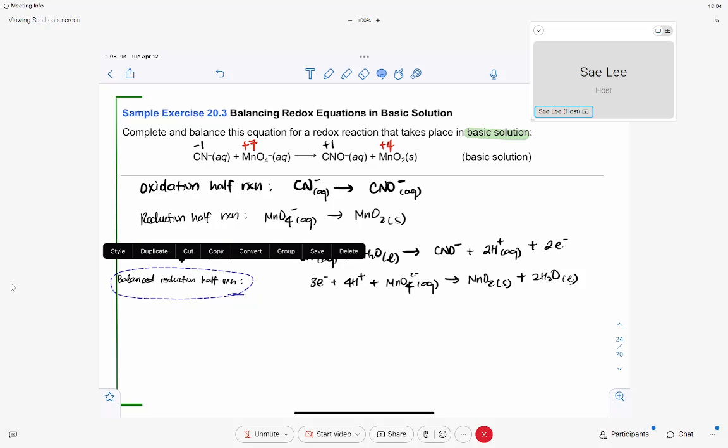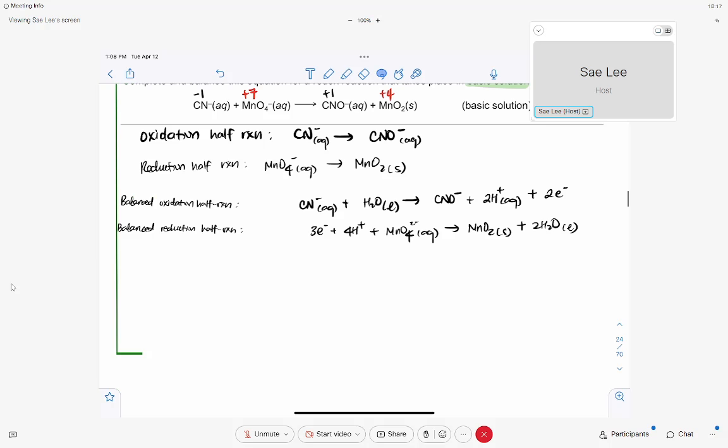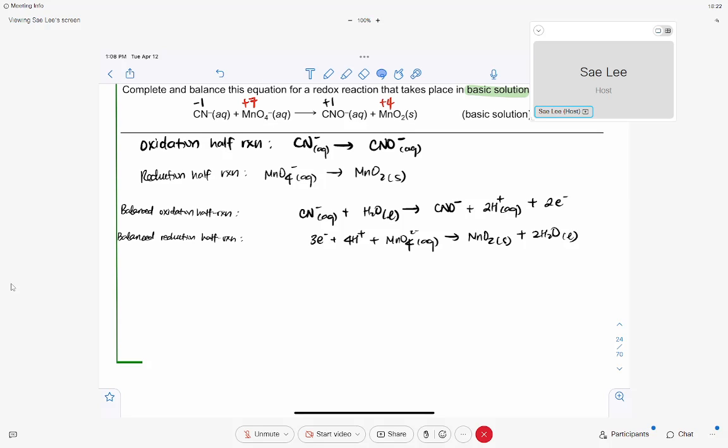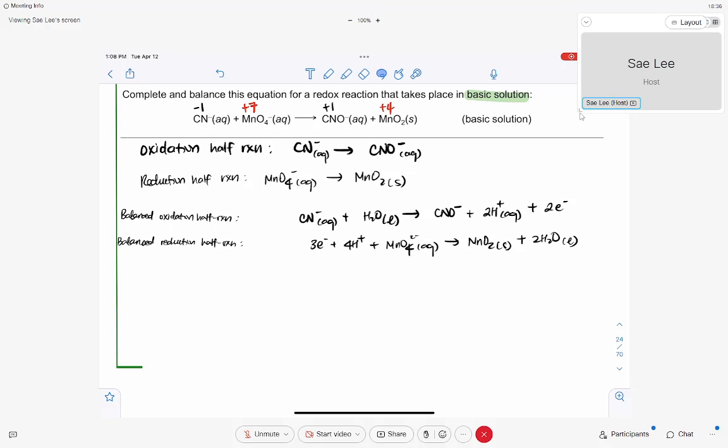Then for the redox reaction in basic condition, we need some additional steps after this. If it was an acidic solution, you just have to balance the charge using the electrons, add up both oxidation and reduction reactions, and you're done. But before balancing the charge using electrons, for a reaction in basic solution, you need an additional step from here. What you have to do is add hydroxide to both sides to neutralize any protons present in the system.